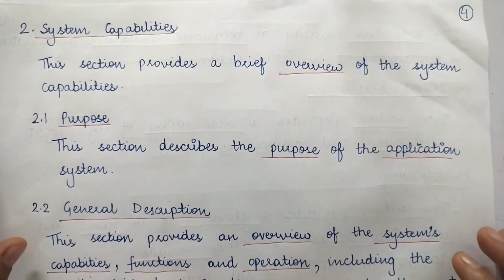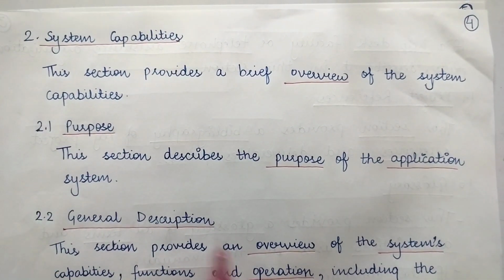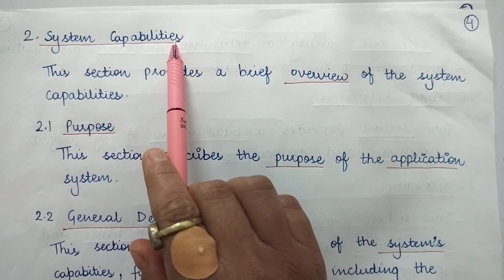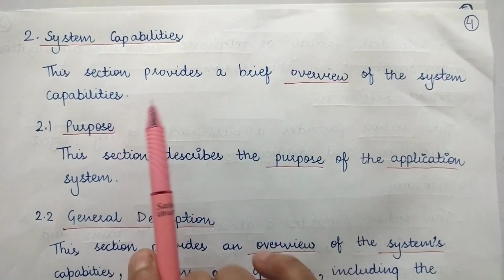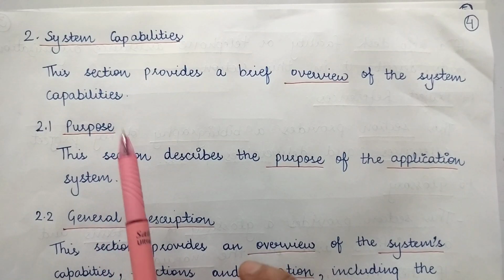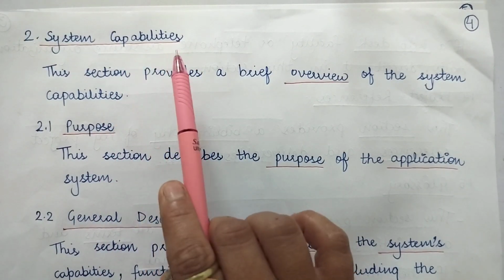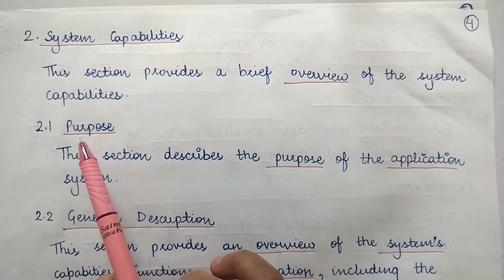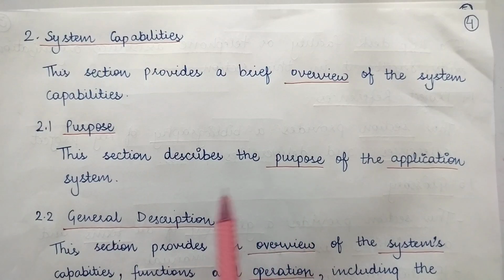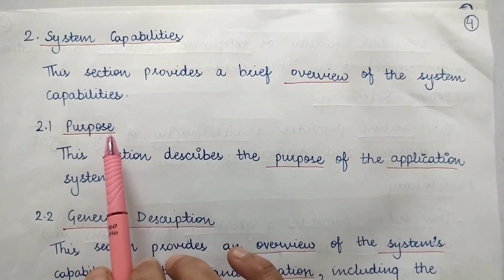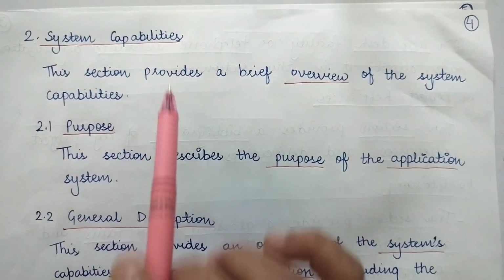Then comes another section, which is the system capabilities. After the introduction section, you have the system capabilities section. Now this section basically provides you with a brief overview of all the capabilities of the system. Within this section, you have a subsection called purpose, and this subsection describes the purpose of the application system, why this particular application system exists in the first place. So the purpose of this application system would be described in the purpose subsection of the system capabilities.